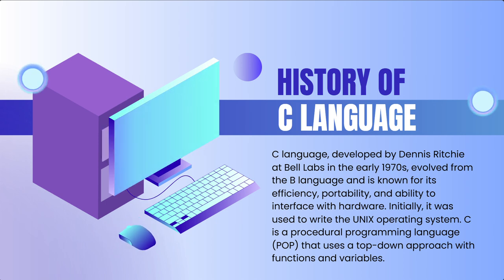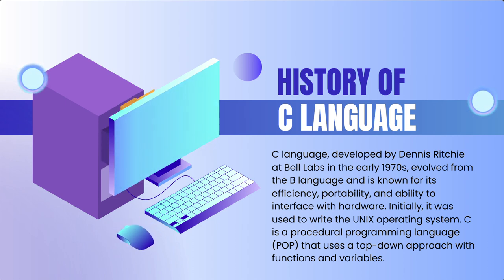The C language was developed by Dennis Ritchie at Bell Labs in the early 1970s, evolved from the B language, and it is also known for its efficiency, portability and the ability to interface with hardware. Initially, it was used to write the Unix operating system, which is actually not used anymore, but still. C is a procedure-oriented programming language that uses a top-down approach with functions and variables.